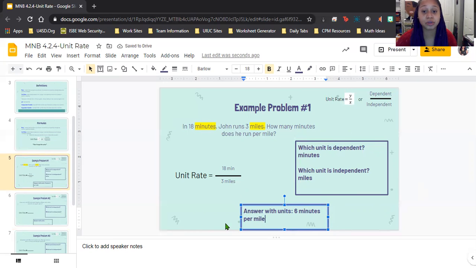Make sure that when they're asking for the unit rate, your units are always going to be two units combined, like minutes per mile, miles per gallon, miles per hour. Those are all unit rates and how you write those units. So for this instance, it's 6 minutes per mile.